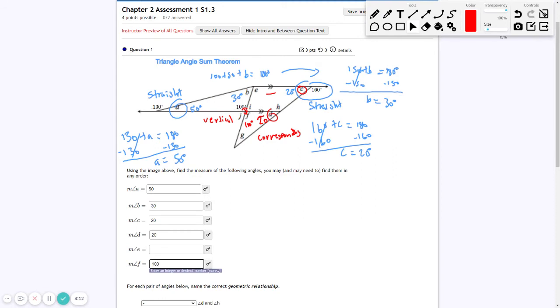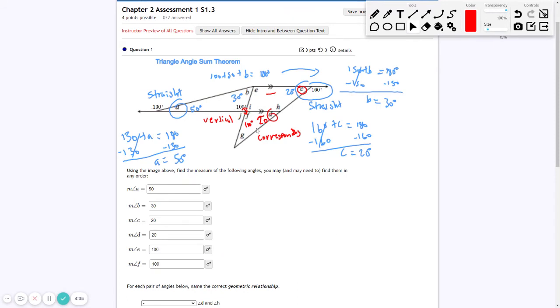Now, why can we use F to find E? Well, hopefully we see here that F and E are also corresponding. There are actually multiple ways that we can get angle E in particular. We can use F because, again, we have parallel lines. So angle F and angle E are going to be the same. So that means it's also 100.